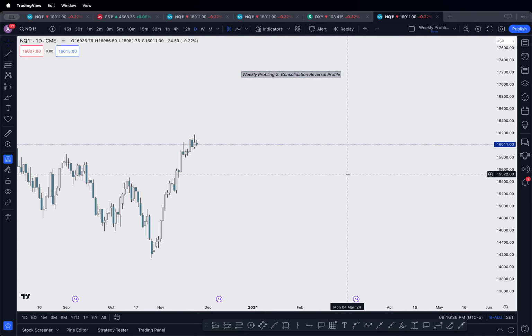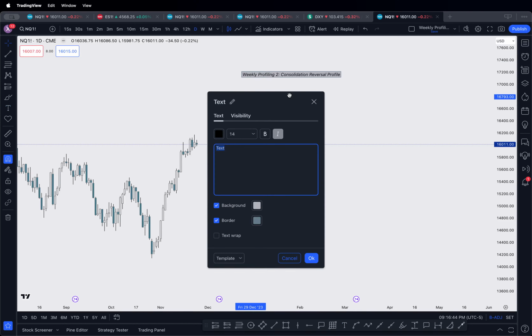So similarly to the classic expansion week, the consolidation reversal profile involves: 1. A meaningful manipulation away from the weekly open, and 2. A distribution or expansion towards it.